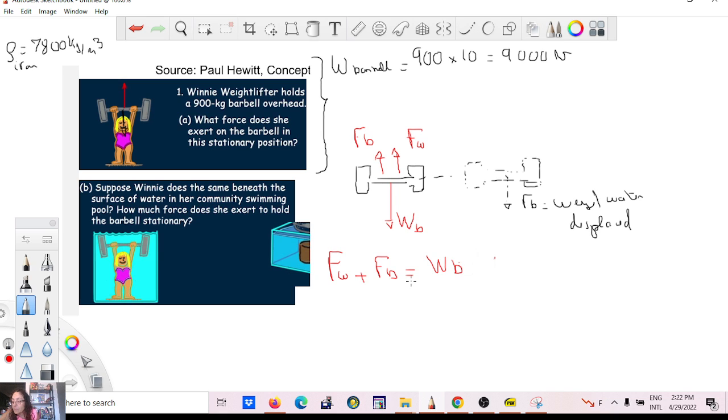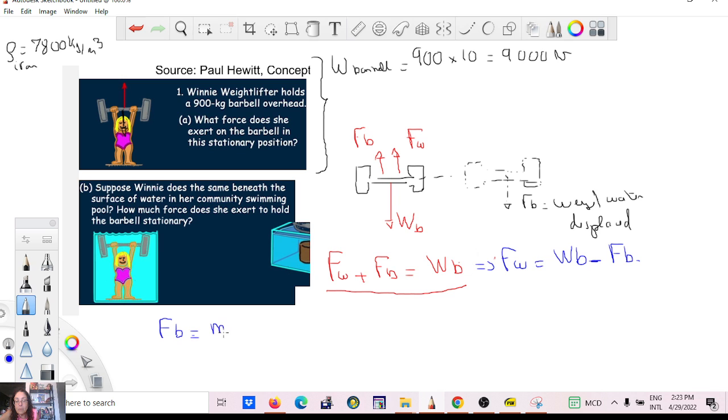Okay, so we need to find this, and we need to find that, right? So here we can say that the force from Winnie has to provide the weight of the barbell minus the buoyant force. Okay, so let's do it step by step. So we have the weight, and the buoyant force. Okay, so the buoyant force is going to be the weight of the water displaced.